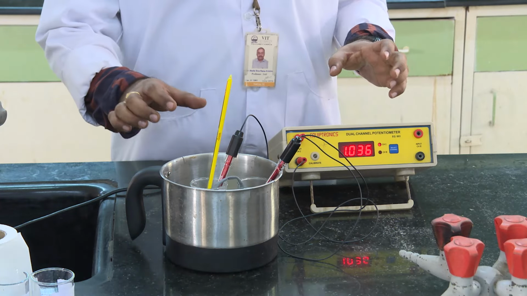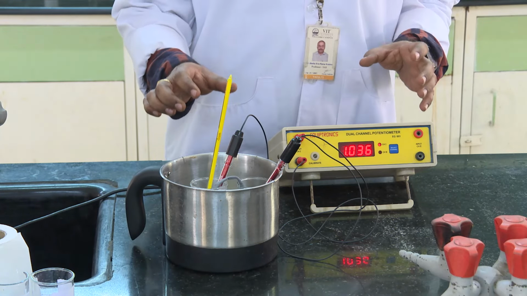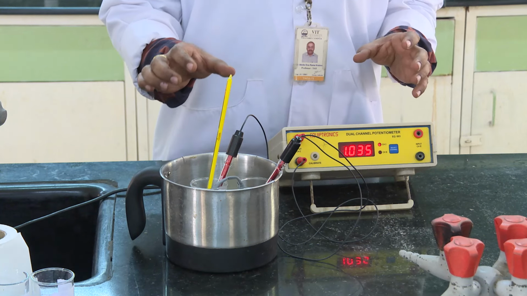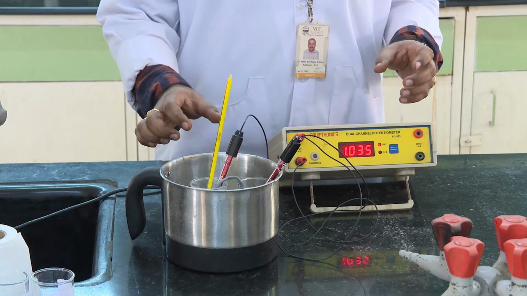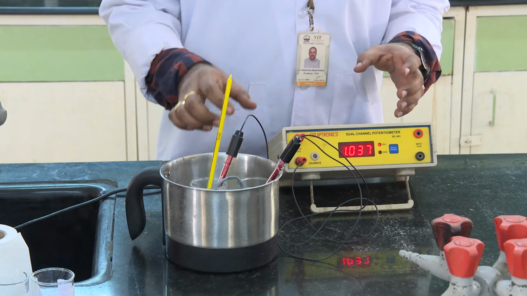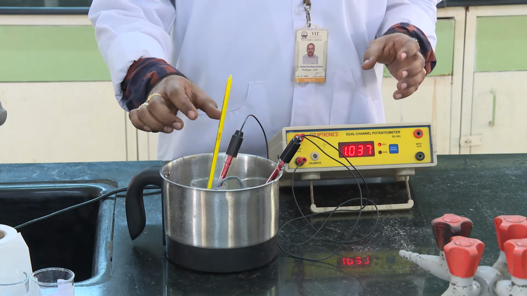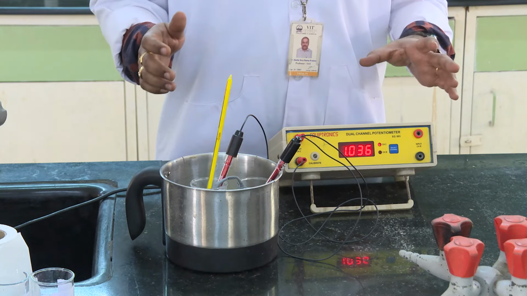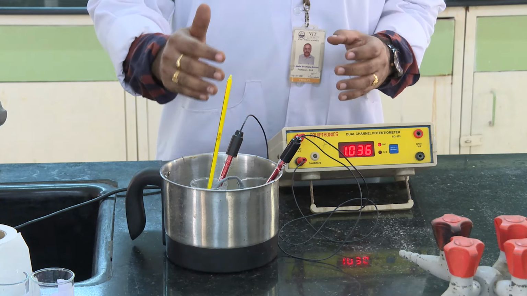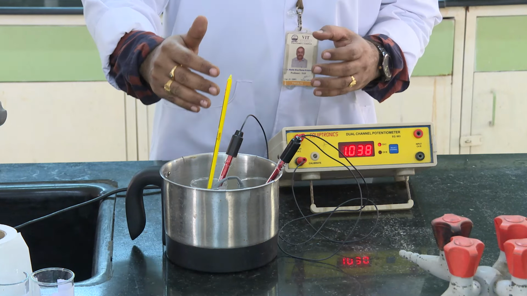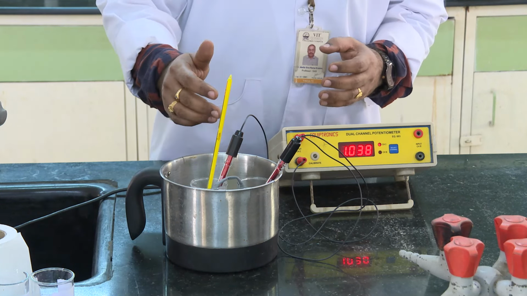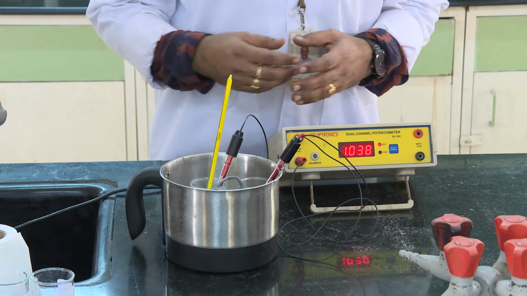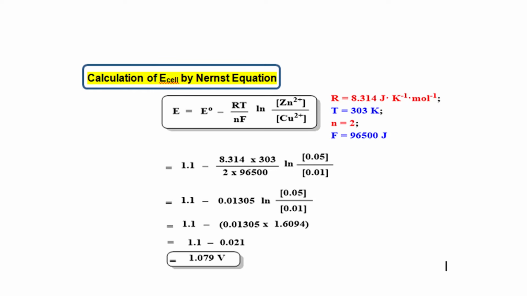Just now we measured the EMF of the zinc and copper Daniell cell at room temperature. Now we check at a slightly higher temperature, 50 degrees. We can see a slight increase in the potential value, 1.036 volts. Like this, we measure the EMF values of this Daniell cell at different concentrations of zinc and copper. Now we come to the calculations.